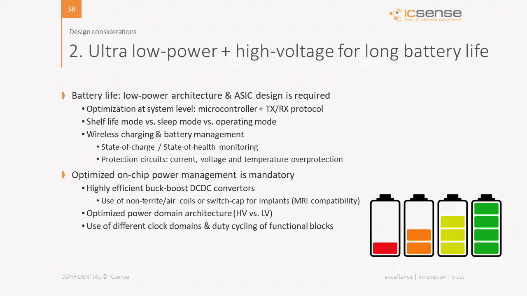You can also use different clock domains and duty cycling for different functional blocks. For example, by doing so, this will allow you to use more power during a certain measurement time, and then switch it off to lower the overall current consumption.